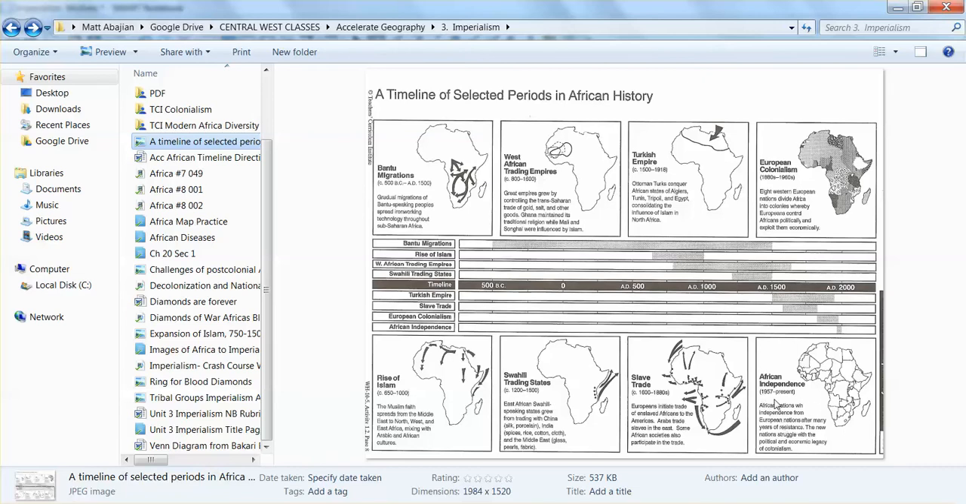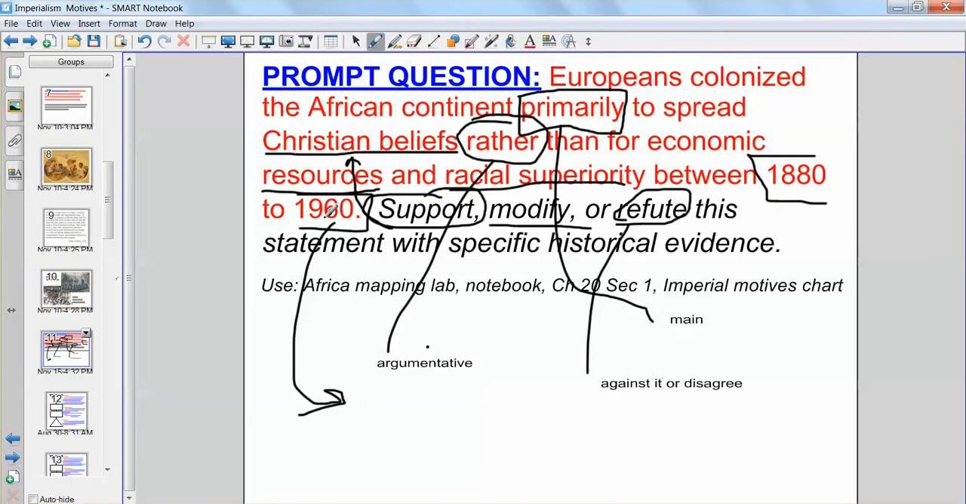You can talk about the beginning part of the independence movement, because that goes into the 1960s that are here, but nothing about current day Africa today, because that wouldn't match with the prompt. Okay, where am I getting this? I've got my Africa Mapping Lab, my notebook, my Chapter 20, Section 1, and my Imperial Motives chart. Awesome. Okay, that's how you break down the prompt.